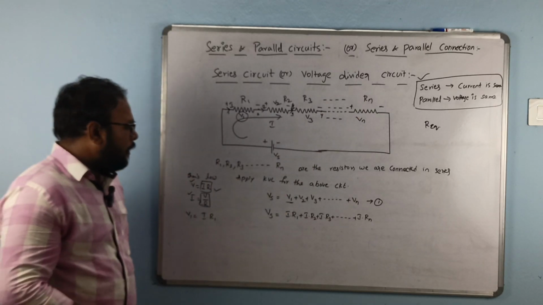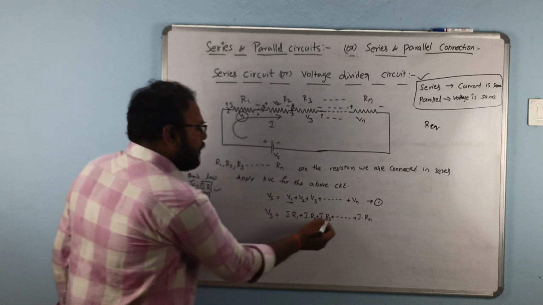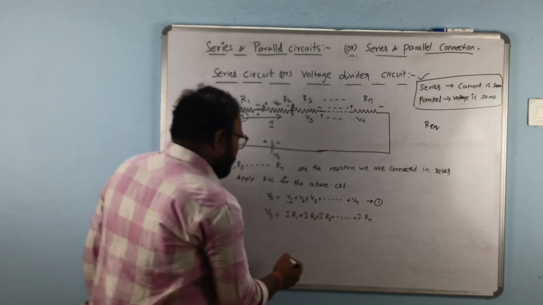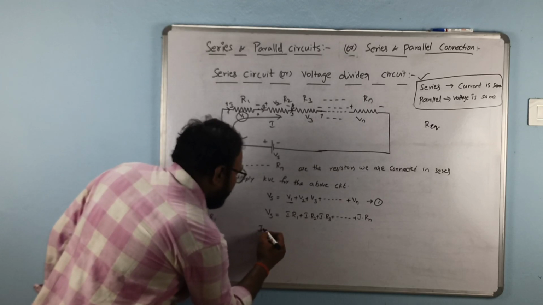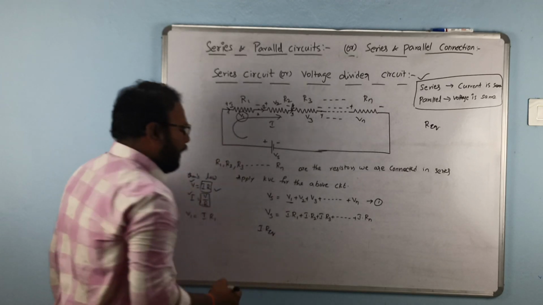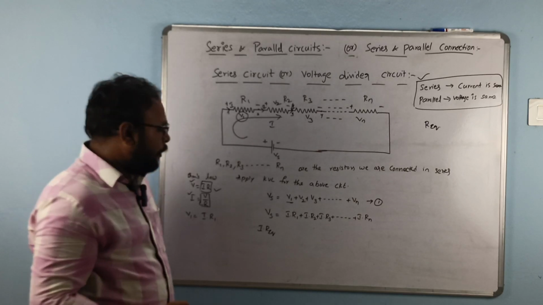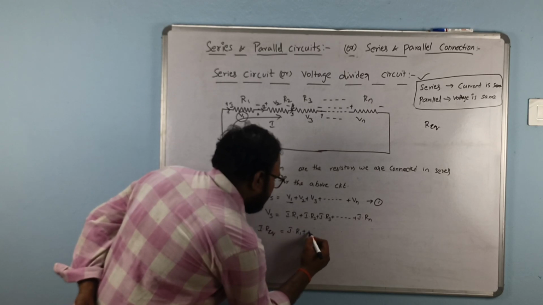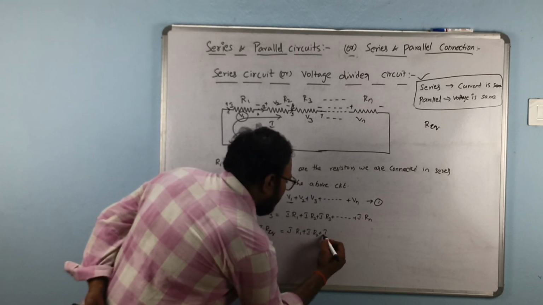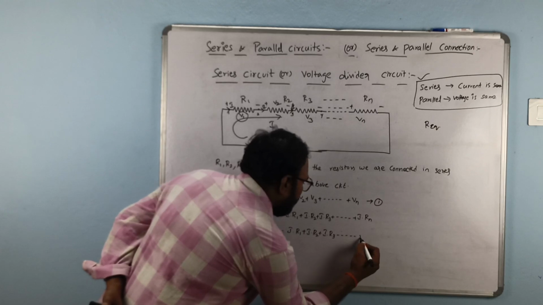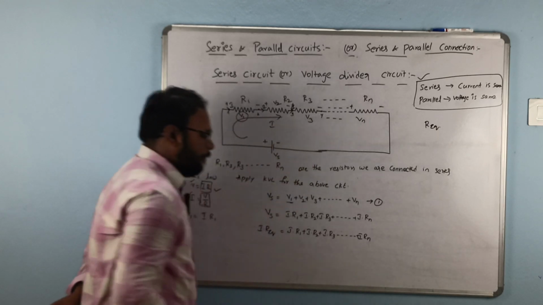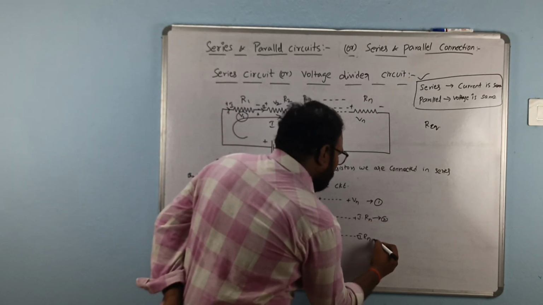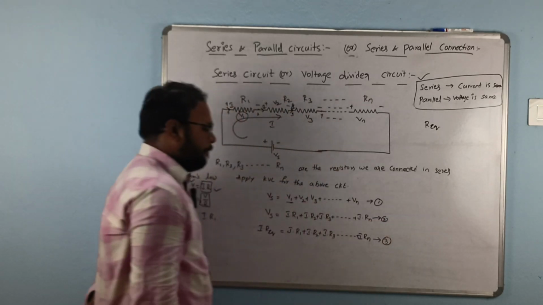Now see in each and every term, I is constant here. So Vs equal to, you can write I into R equivalent. Then it is equal to I into R1 plus I into R2 plus I into R3 and so on plus I into Rn. Let this one be equation number 2, this one be equation number 3.